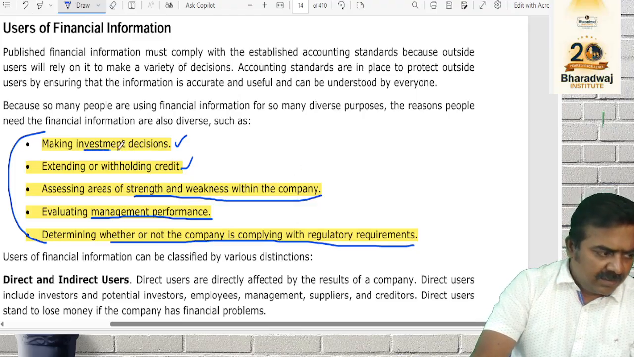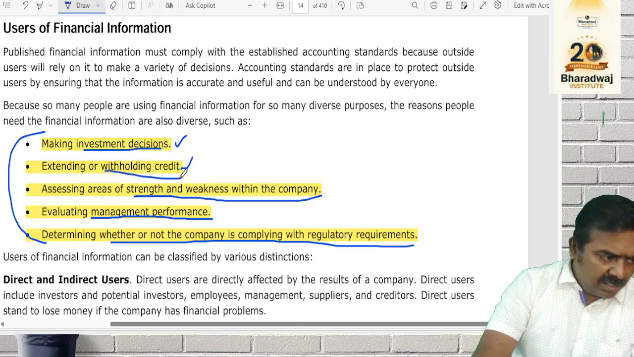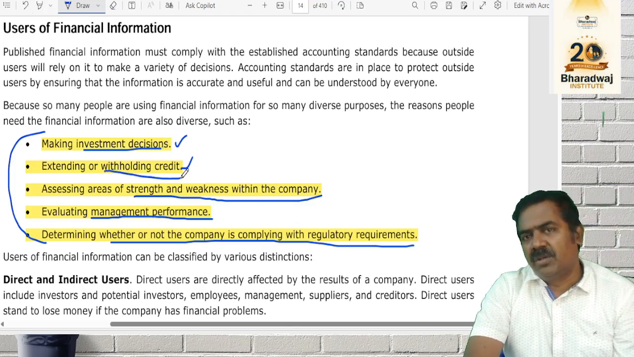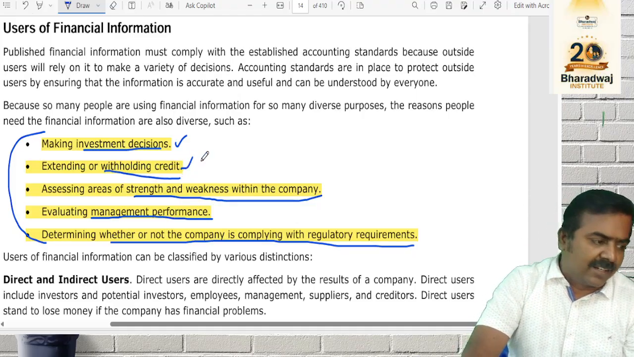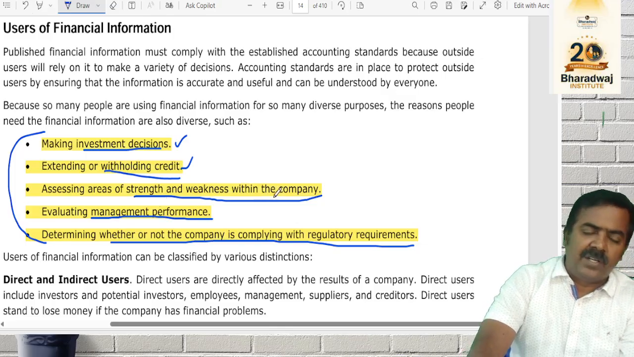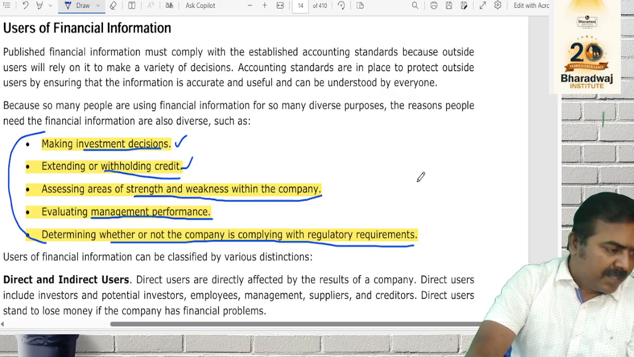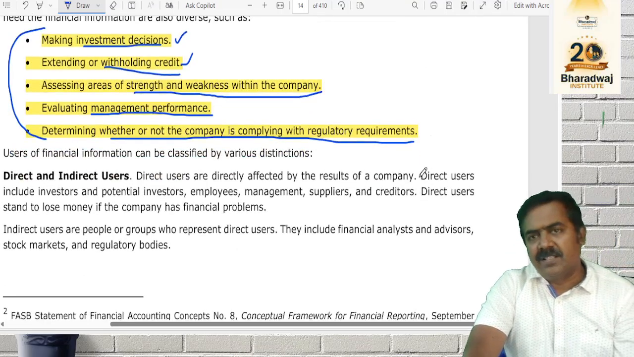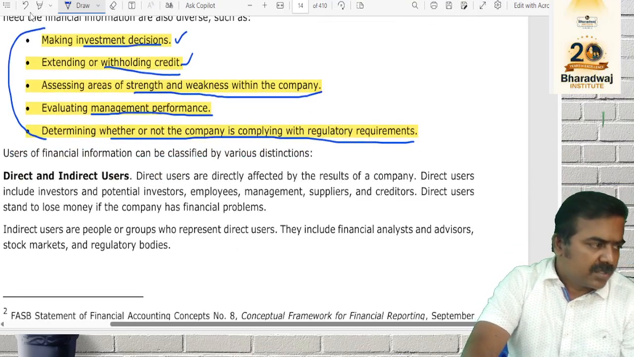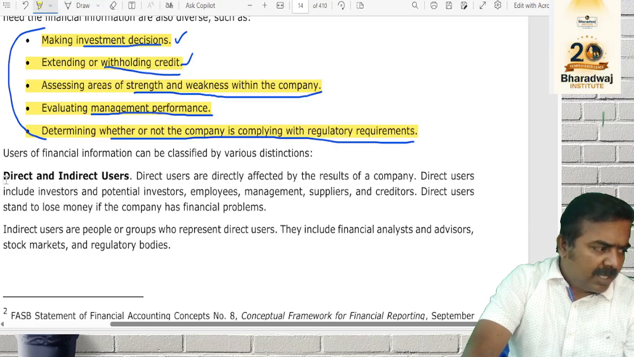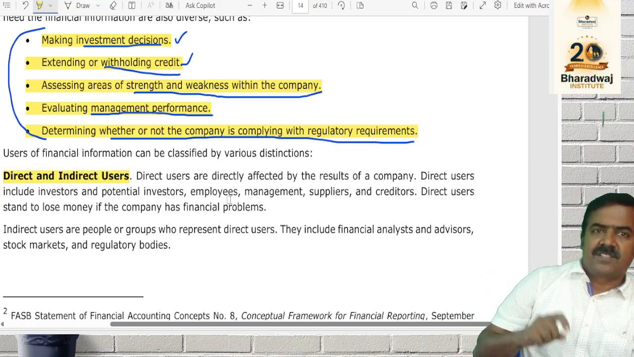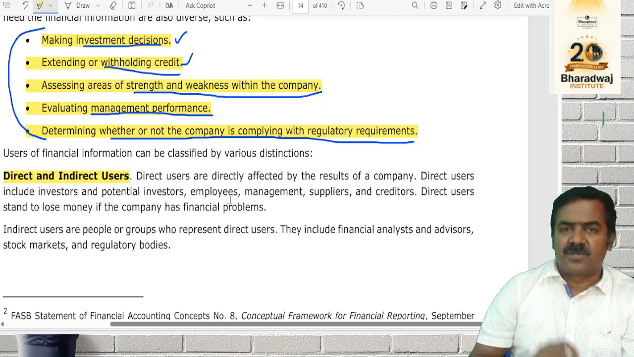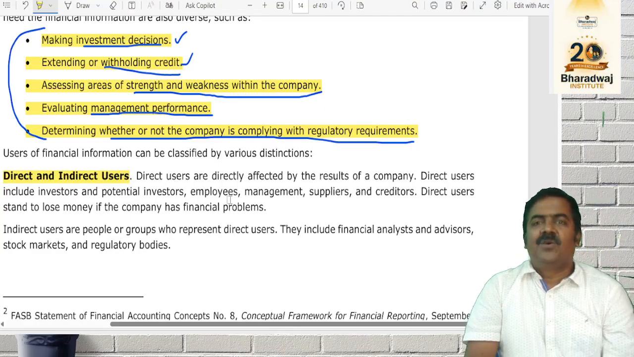Clear? Decide where to invest, decide whether to withhold the credit. For example, should I supply the material on credit or not? We are analyzing the strength and weakness, evaluating the management performance, and whether the company is complying with which one? Regulatory requirements. Now, coming to multiple choice questions, they can ask you questions about who are the direct users. They will give you the options. From the following, who are the direct users? Who are the indirect users? What do you mean by direct user?